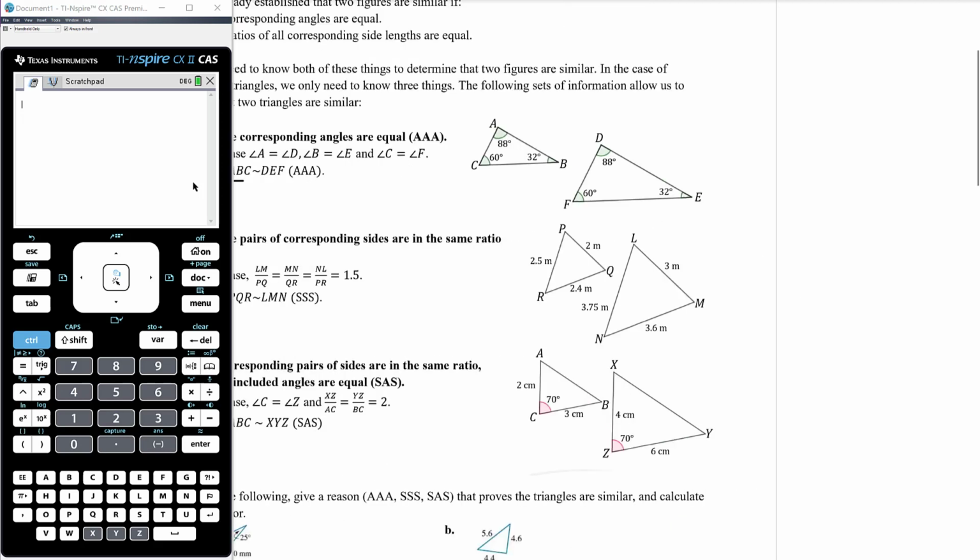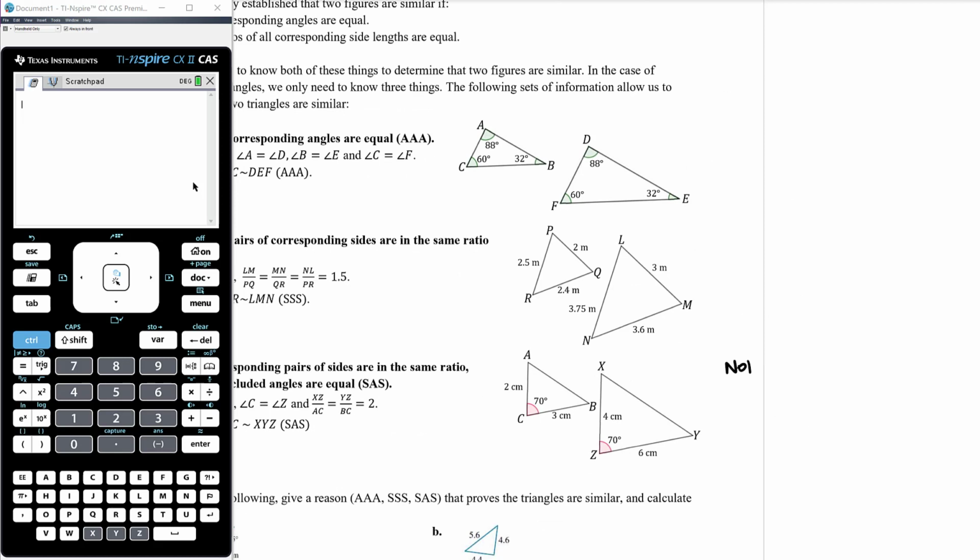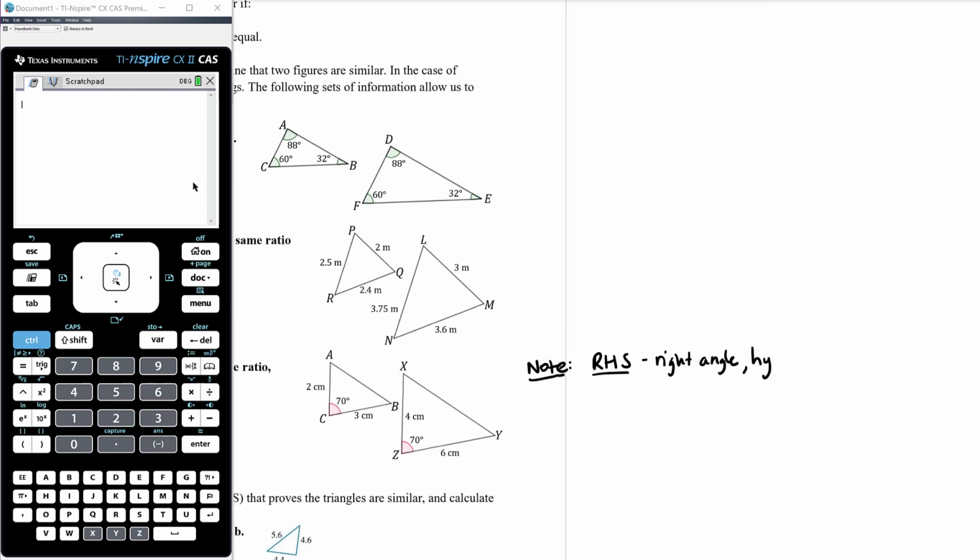The only exception to that rule is RHS, which is another reason for similarity, which is right angle, hypotenuse, side. This is specific to right-angled triangles. So the only time where I can know 2 side lengths and an angle, but the angle is not the included angle, is if it's a right angle.